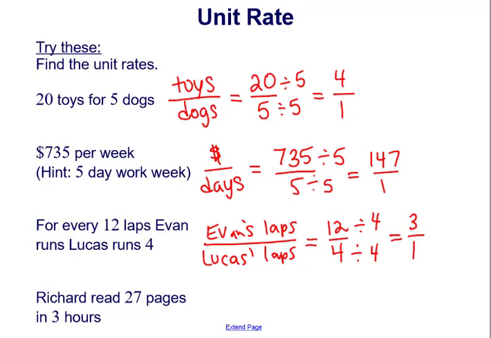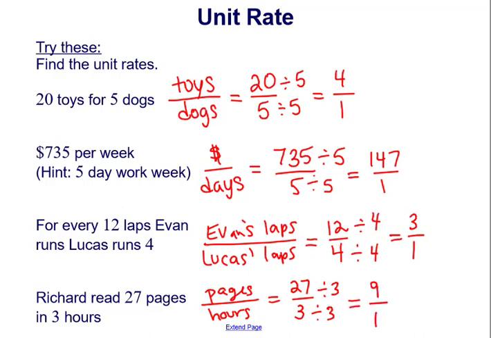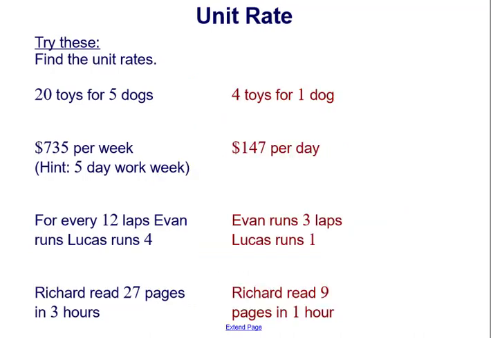Lastly, Richard reads 27 pages in 3 hours. So we're comparing the amount of pages to the amount of hours. The numbers we have are 27 to 3. If we want the unit rate, we divide the top and bottom, numerator and denominator, by 3 to give us 9 over 1.